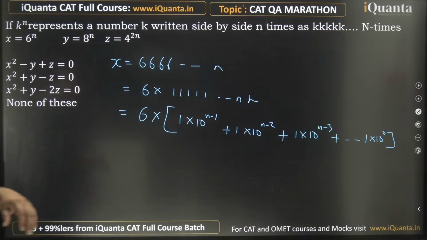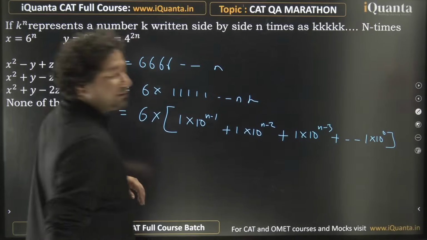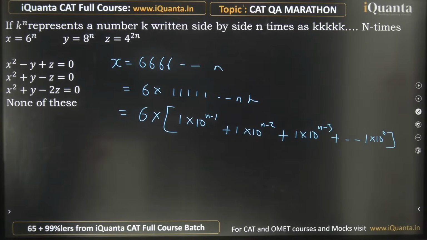Right? Is this clear? Place values are put in. Units, tens, hundreds, thousands and so on. I hope this is clear to all of you. Yes or no?